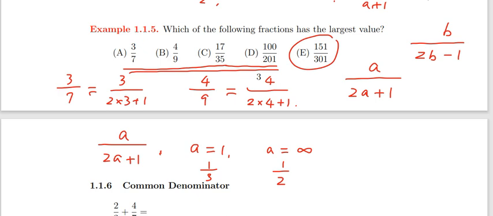Okay, so from 1/3 to 1/2, we know this number increases. So for A, B, C, D, we say D is the biggest, right? Okay, so we just need to compare D and E. D and E, which number is bigger?